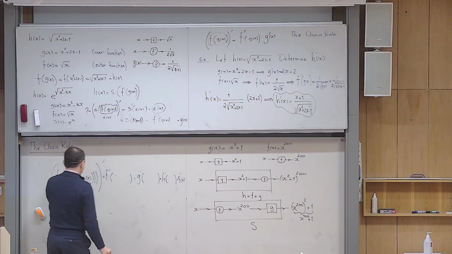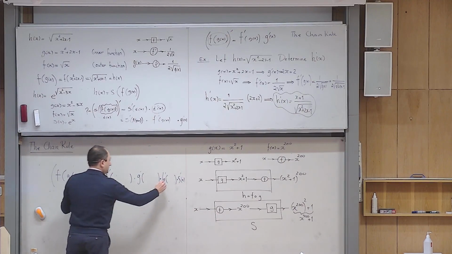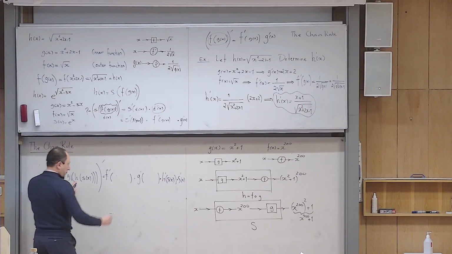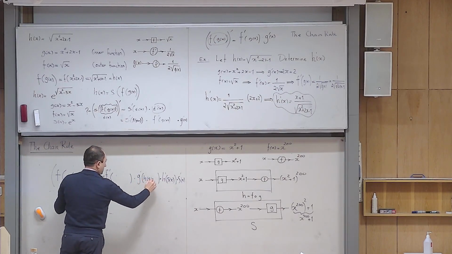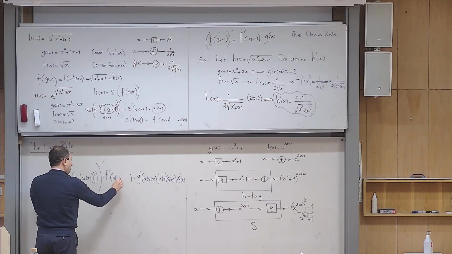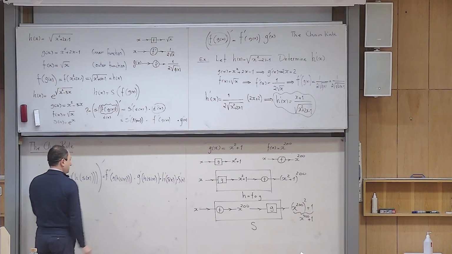What should I write here? S of x. S of X. What should I write here? H of S of x. H of S of X. And finally, what should I write here? G of H of S of X.